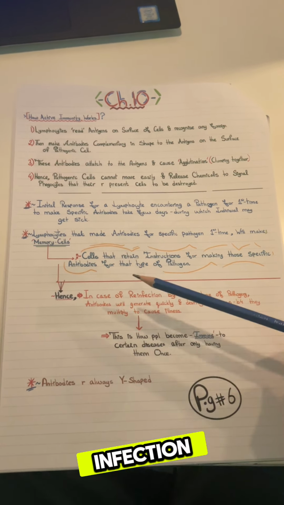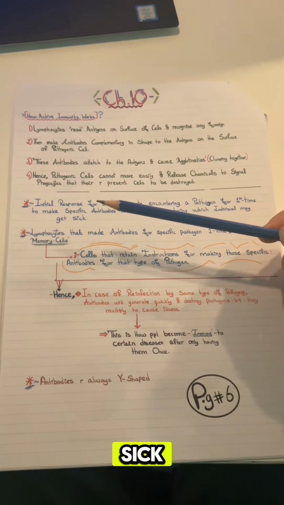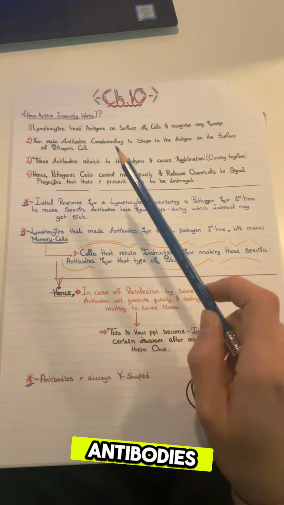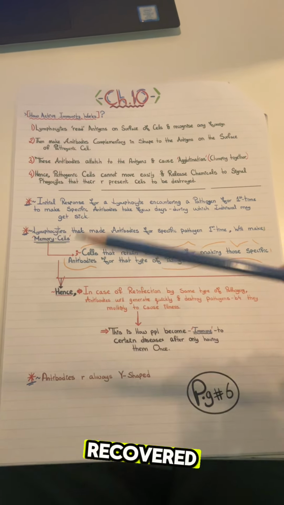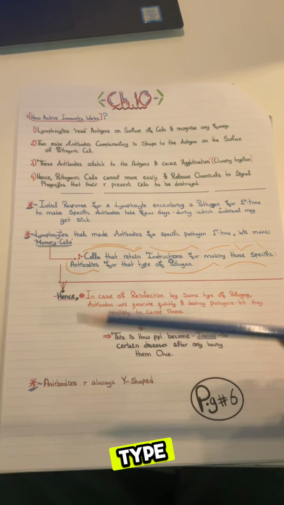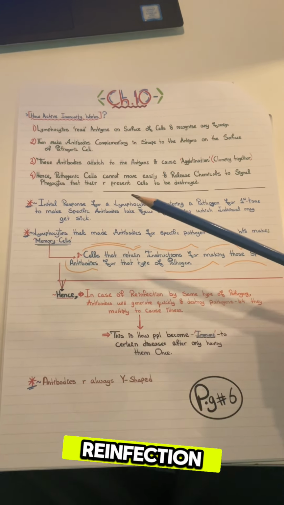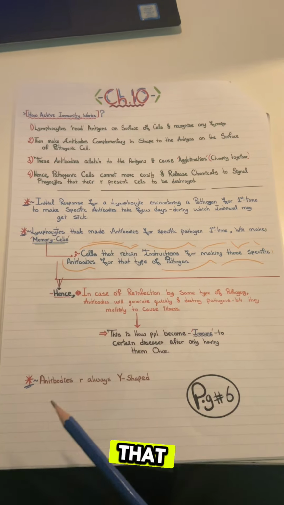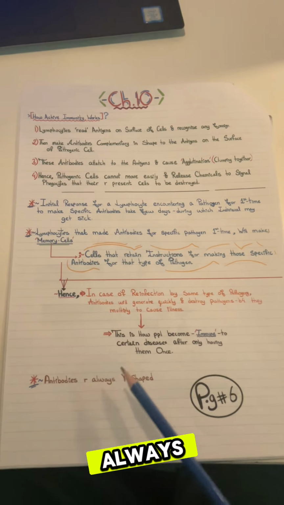So after you have an infection and you become sick, when you are sick, the lymphocytes are making antibodies for the antigen. Once you have recovered, there are memory cells that are produced that will retain the information for this type of pathogen to prevent future reinfection. Okay? And note that antibodies, when we are drawing them, are always Y-shaped.